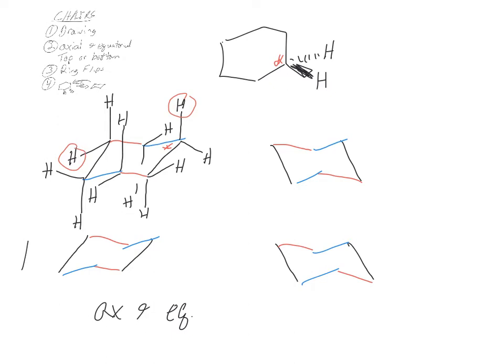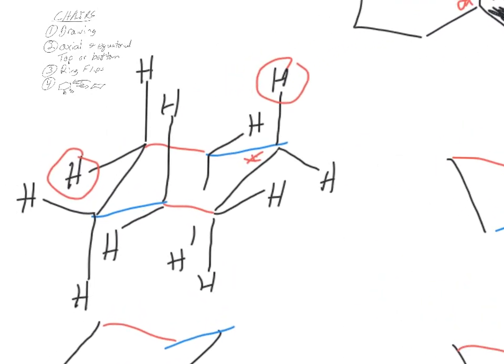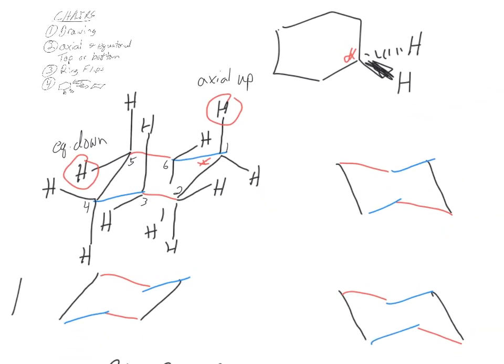So first thing we're going to need to do is number these carbons. I'm going to zoom in a little bit here. Let's number these carbons: 1, 2, 3, 4, 5, and 6. We're really going to be focusing on carbon 1 and carbon 5. Something that's axial up, this is axial and up. And this one is equatorial and down. And what are going to be the consequences of this when we do a ring flip? So let's take a look.